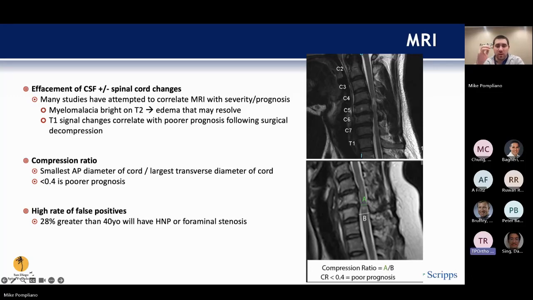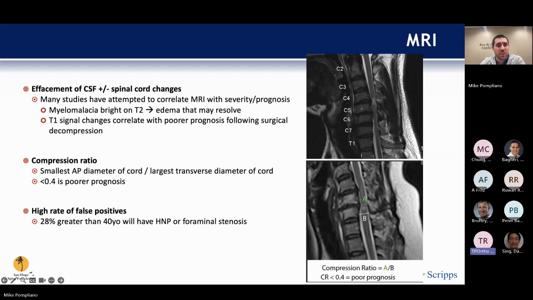On MRIs, some examples of the more specific findings you're looking for. You'll see effacement of the CSF with or without spinal cord changes. There's been a lot of studies that attempt to correlate the severity with disease or severity with prognosis, or use the MRI severity to help gauge treatment decisions. And it's important to keep in mind that this is just a clinical disease.